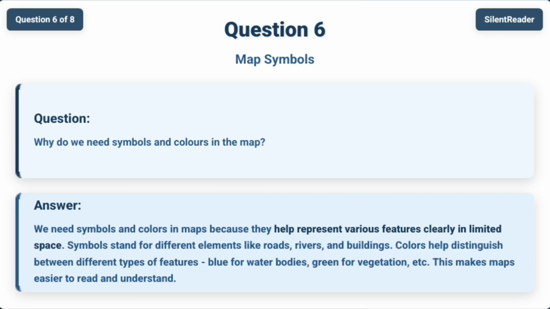Question 6. Why do we need symbols and colors in the map? We need symbols and colors in maps because they help represent various features clearly in limited space. Symbols stand for different elements like roads, rivers, and buildings. Colors help distinguish between different types of features, blue for water bodies, green for vegetation, etc. This makes maps easier to read and understand.